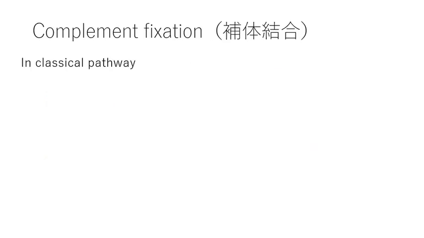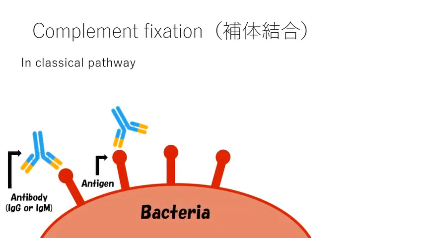There are several pathways by which complement is activated, and we will use the classical pathway, which is the most representative of these pathways, to explain the process. In the classical pathway, an antibody binds to an antigen of bacteria, and the complement C1 attaches to the antibody IgG or IgM. Then C1 is activated. This is complement fixation.